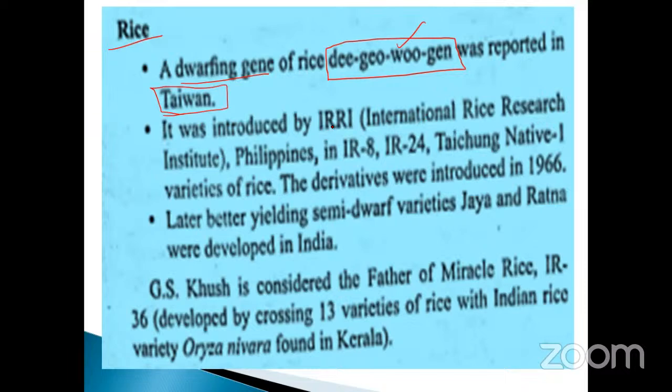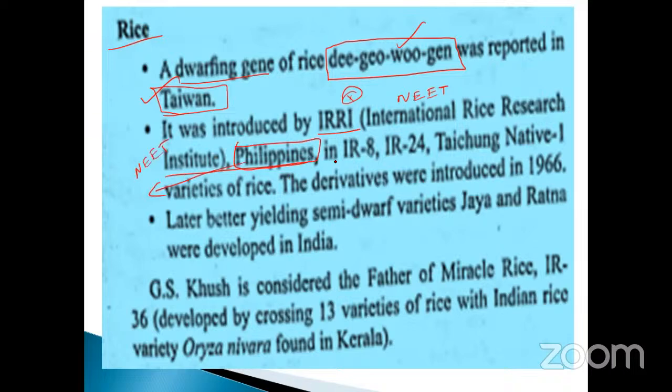It was introduced by the IRRI, International Rice Research Institute, Philippines. Don't forget, my dear student. This is also very, very important. Sometimes they may ask questions like: this dwarf gene rice was introduced by which country? Taiwan. What is the expansion of IRRI? International Rice Research Institute. Where it is located is very, very important. Many times this question has been asked. Okay, this is very, very important, my dear.